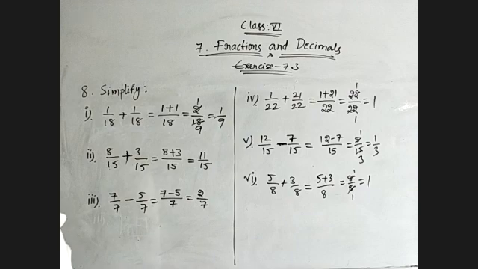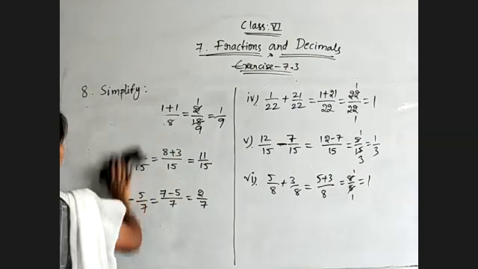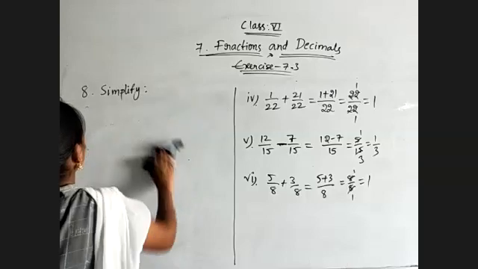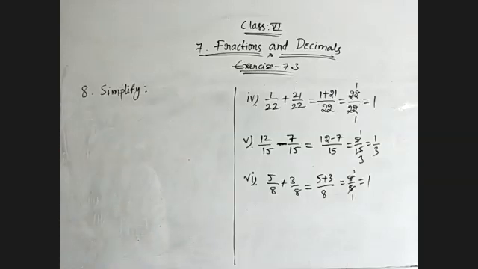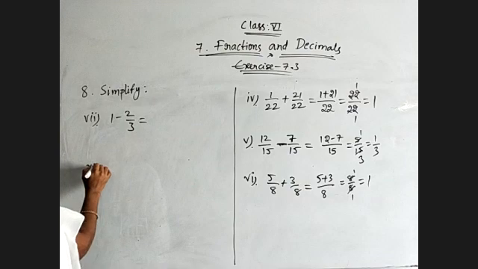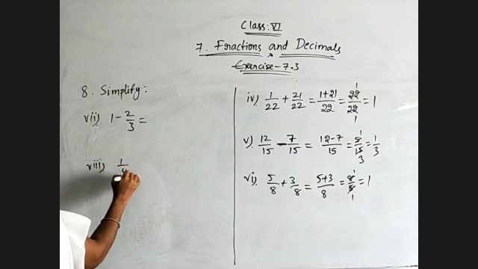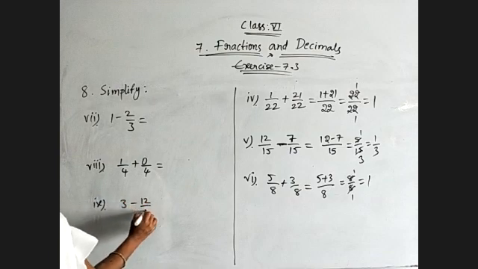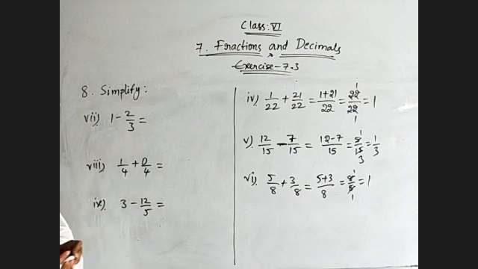Now coming to the remaining 3 problems. 1 minus 2 by 3 is equal to... 1 by 4 plus 0 by 4... 3 minus 12 by 5. Okay, these are the remaining problems. Now observe these problems also.